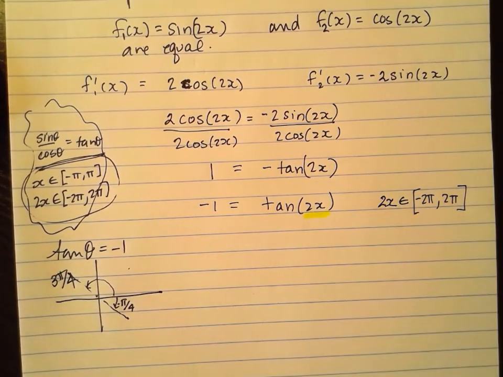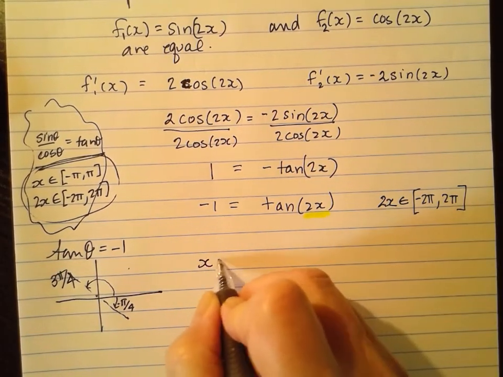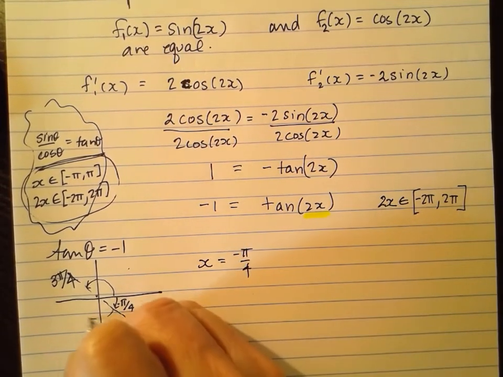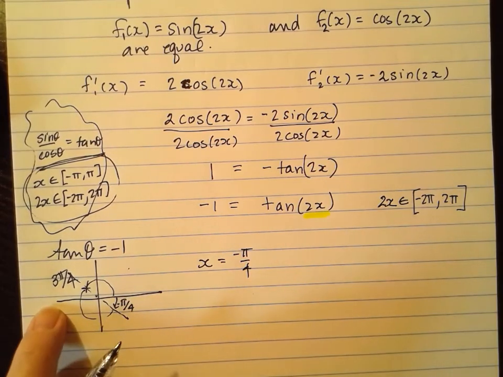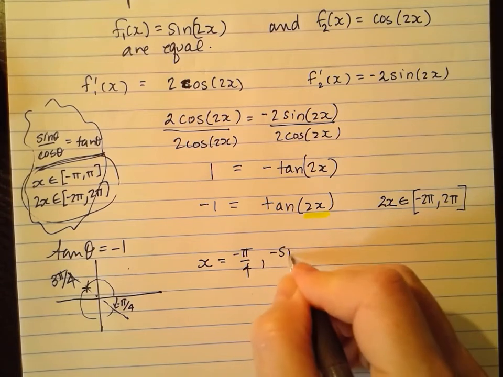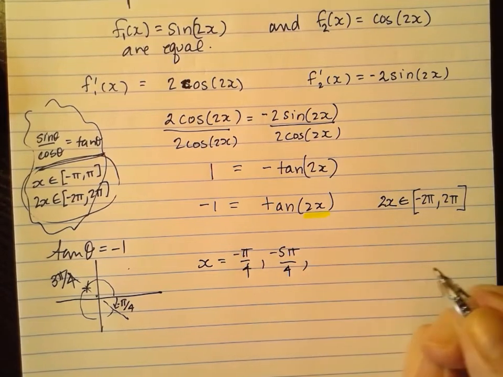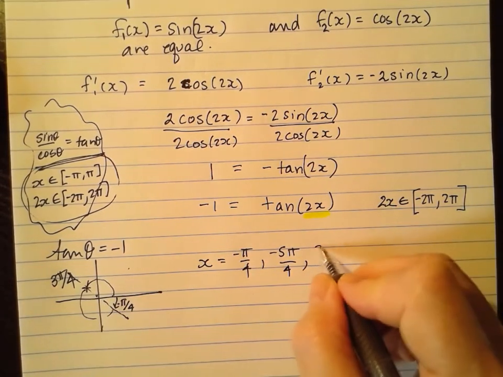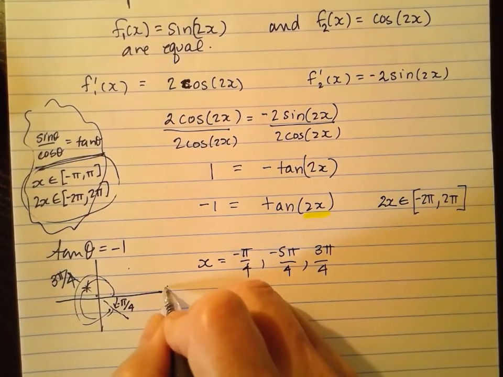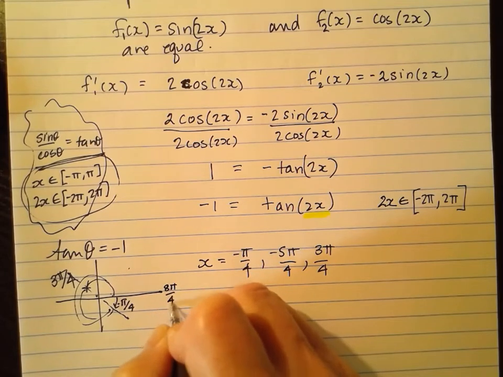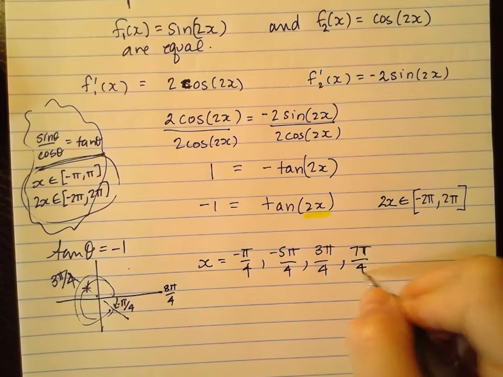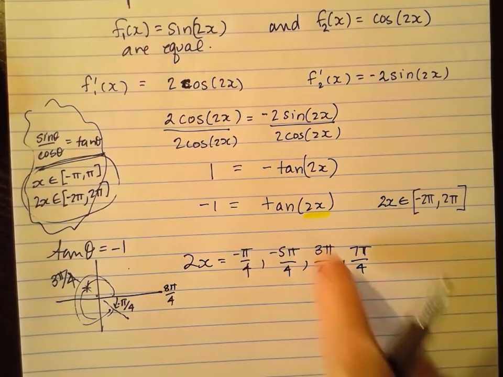Okay, so let's write down what all my x's could be. I could have x being equal to negative pi on 4, or all the way up to here. Well, that's negative 4 pi on 4, so that's negative 5 pi on 4. And then this one we just said was 3 pi on 4. And then all the way down there, well, this is 8 pi on 4 because it's 2 pi, so 1 back would be 7 pi on 4. All right, that's what 2x equals.